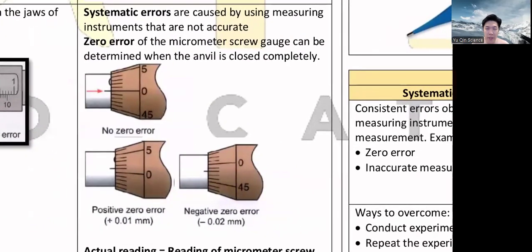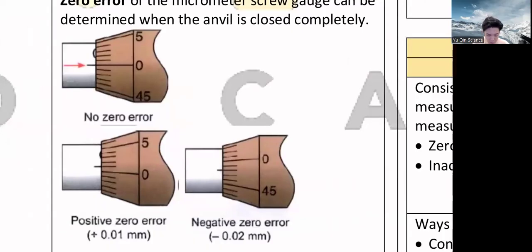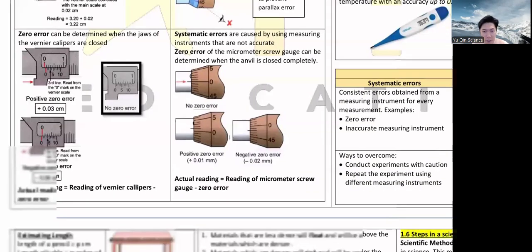So for the micrometer screw gauge, the zero error is super obvious. When your 0 is not pointing at 0 like that, obviously you are pointing at 1 already. 0 is here, 1 is here, right? So this is positive. If you're pointing at 0 and below, it's negative. Okay? That's how you differentiate zero error.